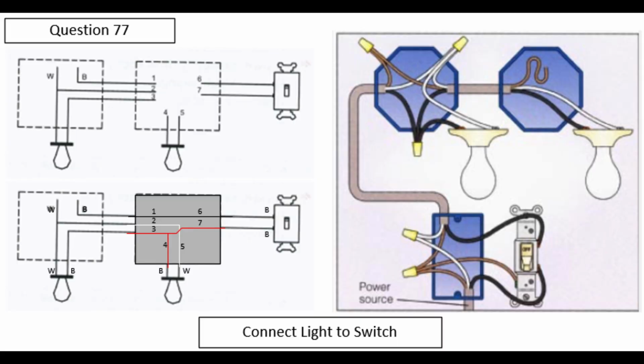Question 77. Using the figure, the correct connection for the 2 120 volt lights to the single pole switch would be 1 and 6, 2 and 5, 3 and 4 and 7. Single pole switch has no neutral input. Loop and pigtail neutral from light to light. Pass black hot wire through switch on top lug, out bottom lug to L1, then pigtail to L2.